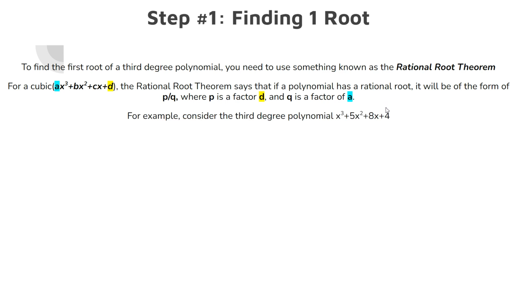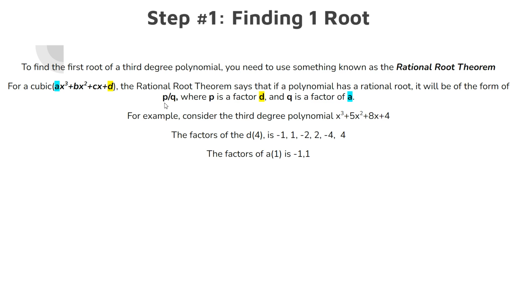For example, consider the third degree polynomial x cubed plus 5x squared plus 8x plus 4. The factors of D, which in this case, the constant term, is 4, are negative 1, 1, negative 2, 2, negative 4, and 4. Now, normally when you're used to seeing factors, you only list the positive ones. You must list the negative ones as well. That's why for A, the coefficient of the x cubed term, which is 1, the factors are negative 1 and 1.